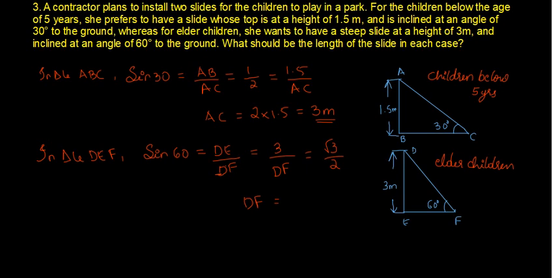3 into 2 divided by root 3. 3 we can write as root 3 into root 3, so that one of the root 3 gets cancelled. So the answer will be 2 root 3 meters is the other slide length.